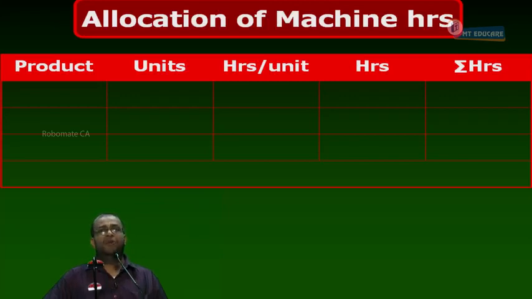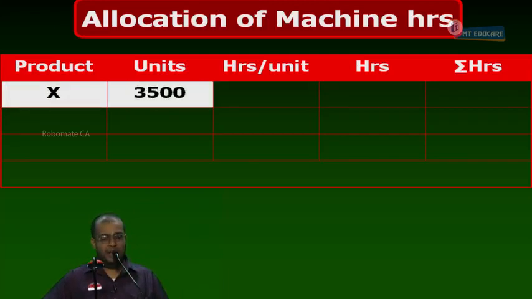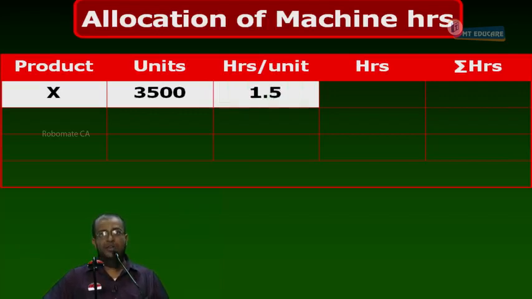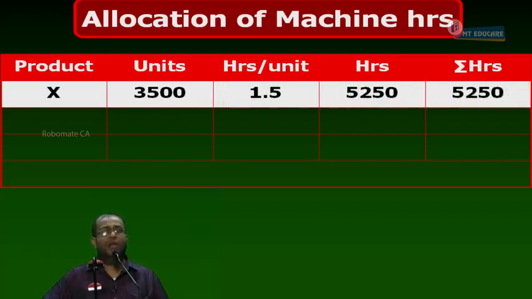Okay. Which product gets the first priority in hours here? X. How many units of X? 3,500. Every unit 1.5 hours. 3,500 units, 5,250. Together allocated till now 5,250.